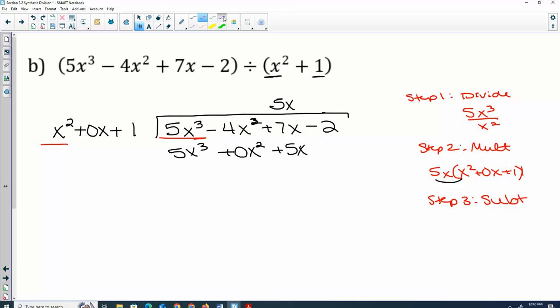Subtract. Easiest way to subtract, just run a negative through. And then combine like terms. So 5x cubed minus 5x cubed, those are gone. Negative 4x squared minus 0x squared is just negative 4x squared. 7x minus 5x is 2x. And you just bring that minus 2 down. We didn't have anything to subtract.